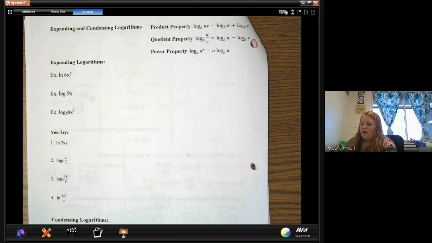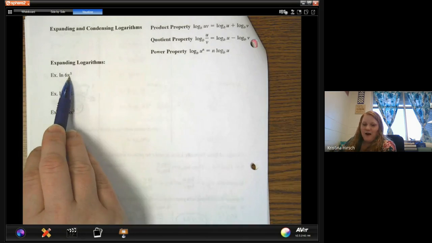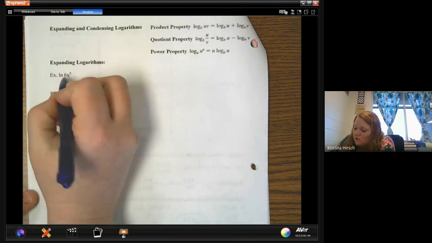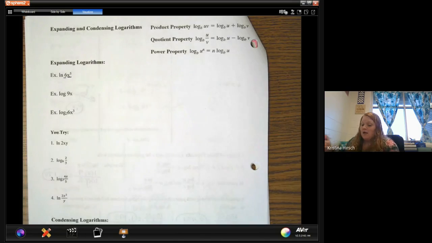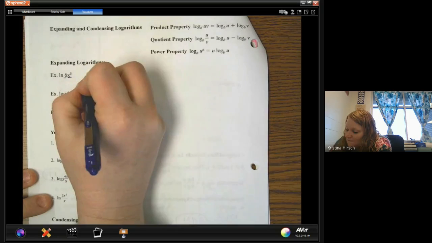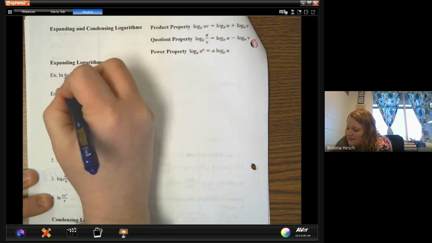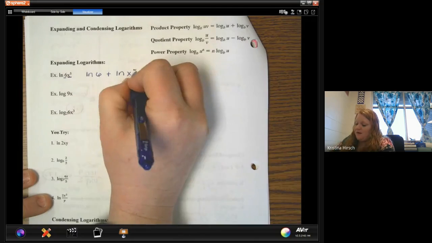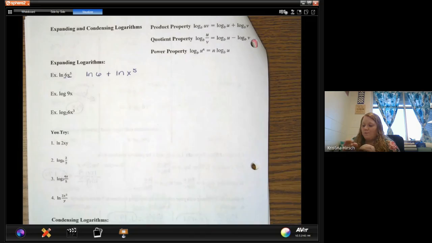All right, so here we have the ln of 6x to the 5. All right, well, that is two separate terms. All right, so we need to bust it apart, because we're expanding it, and expanding it means get bigger, right? So we're going to have the ln of 6 plus the ln of x to the 5, all right? Because 6x to the 5 is technically being multiplied. So you're busting it apart, and instead of multiply, you're adding.